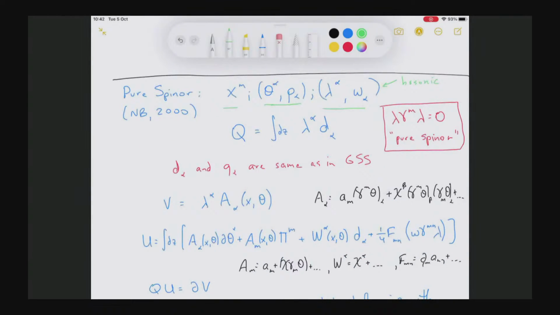But they satisfy a constraint, which is why they're called a pure spinor. So in 10 dimensions, a pure spinor is a spinor. So alpha is 1 to 16, in 10 dimensions. But because lambda satisfies this constraint, only 11 of the 16 components of lambda are independent. So Cartan called this a pure spinor in 10 dimensions.